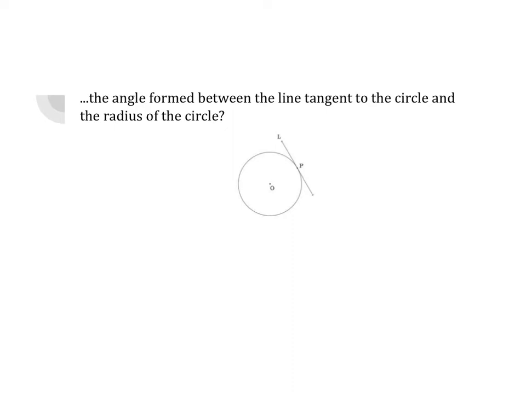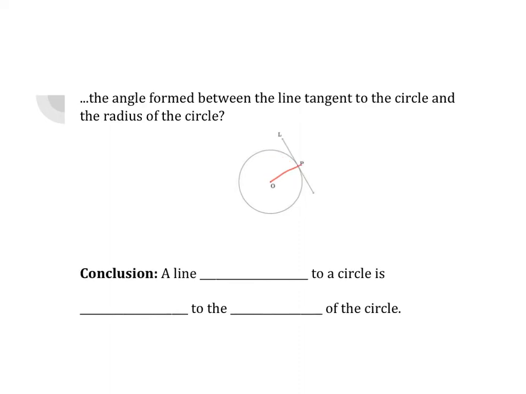If I were to draw the radius of my circle, going from center O to point P where my tangent line is drawn, what would the relationship of the angle that is formed be? So what kind of angle are we creating by drawing our tangent line and connecting it to our radius? Go ahead and take a moment to think on that. Looking at the diagram here, you might be able to guess what the relationship is, but we're going to go ahead and write a definitive conclusion here.